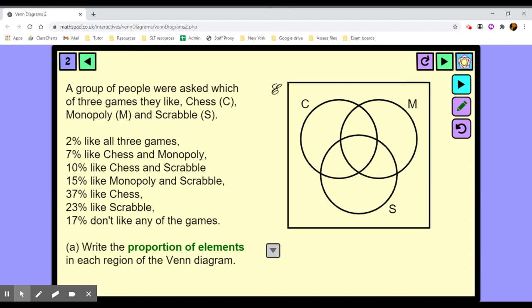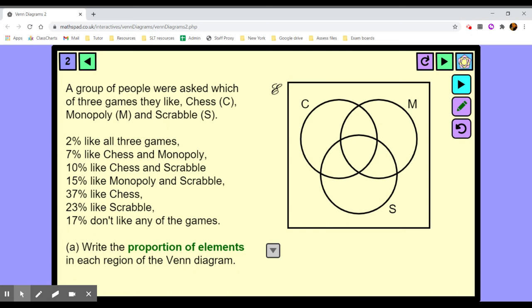So this is our next question on Venn diagrams, and it's about writing down the proportion of events. Okay, so it works exactly the same way, except this time, because everything is in a percentage, we know that it all must add up to 100 at the end.